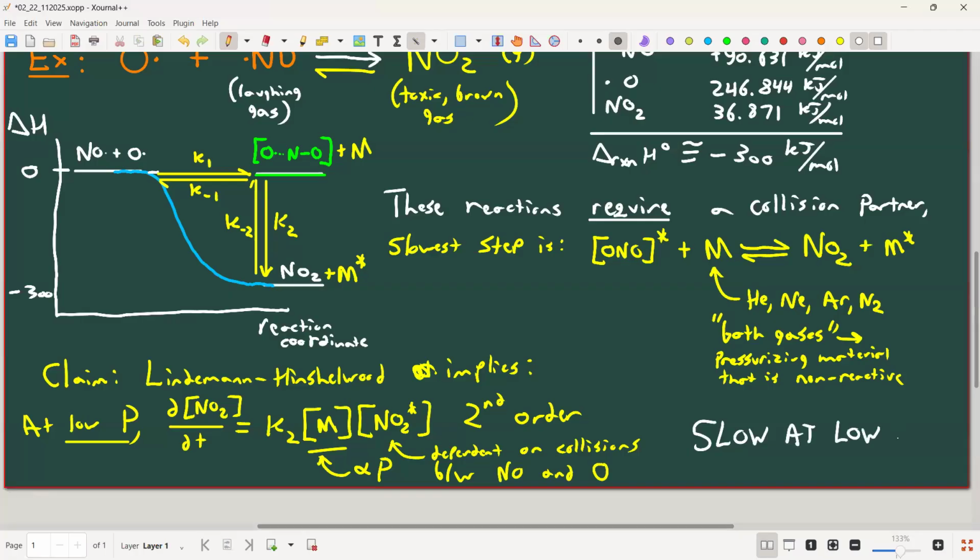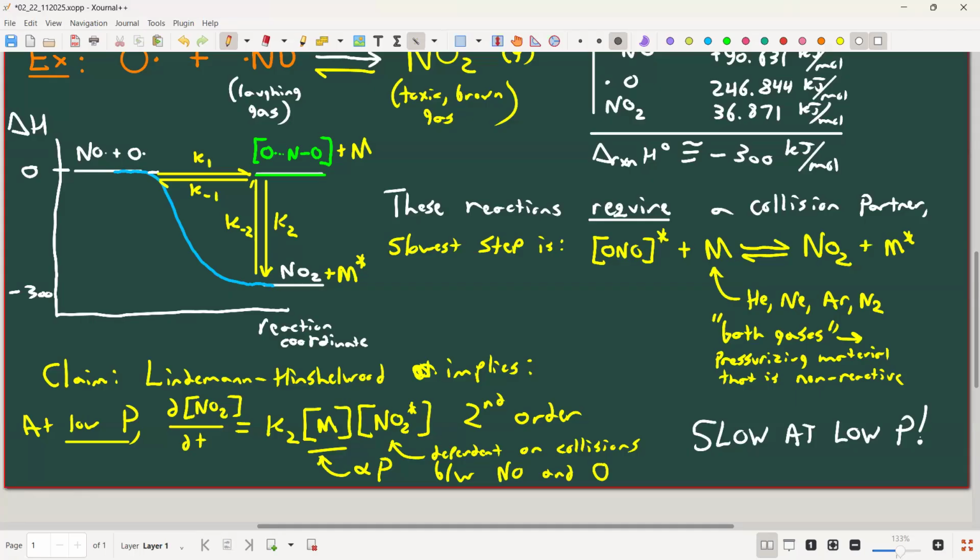Right, which is odd, right? Because you would expect that a radical recombination should be fast always. It's got no barrier. It's exothermic. It's delta G less than 0. Everything is screaming for it to be efficient. But at low pressure, it's not.